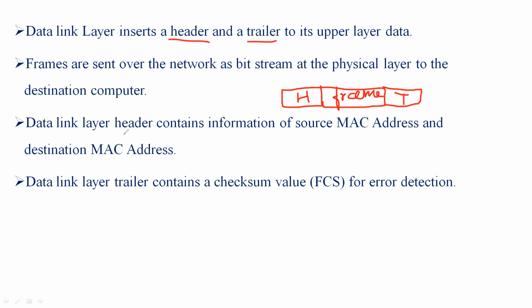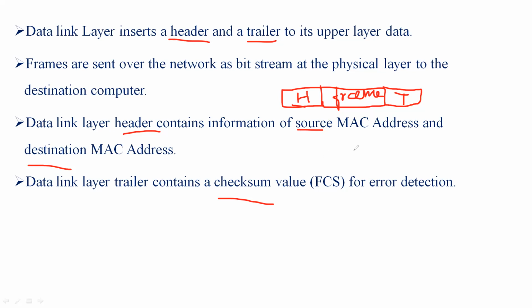So the data link header will contain the information of source MAC address and destination MAC address, whereas this trailer will contain checksum values for error detection. So checksum values are used for error detection. This header will contain the address of both source and destination node, so that by knowing the source and destination address, it is easy to traverse the frames from source to destination.